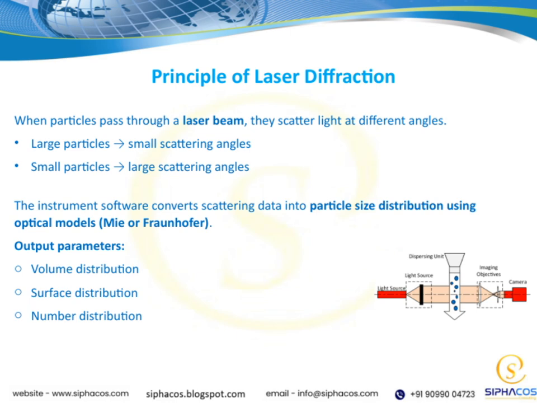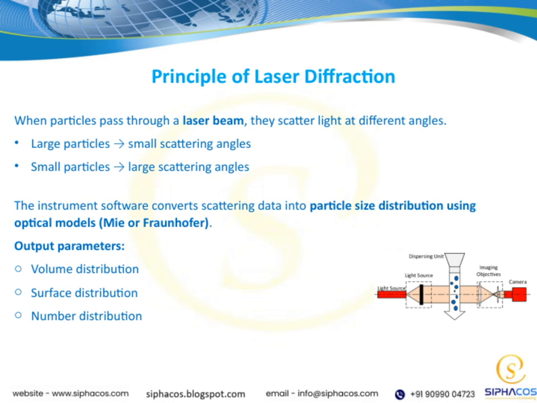The output provides various parameters, such as volume distribution, which shows how particle volume is spread across sizes, surface distribution, highlighting surface area contributions, and number distribution, indicating how many particles are in each size range. All of this ties back to our overall goal, accurately characterizing particle sizes, which is essential in many industrial and scientific applications.